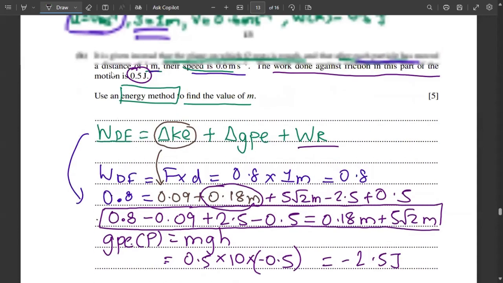And that's how we end this question. And that's how we end the paper.